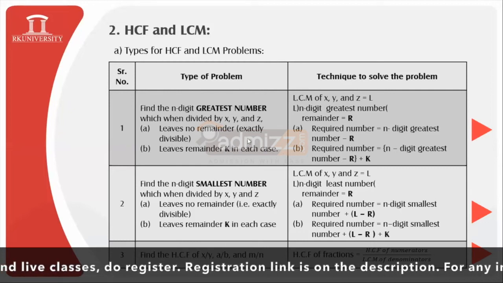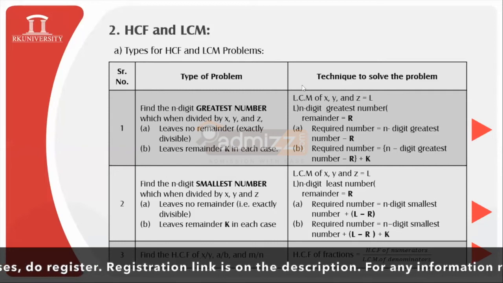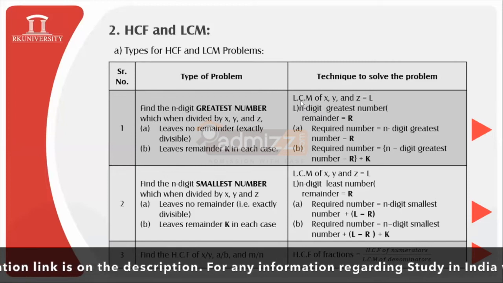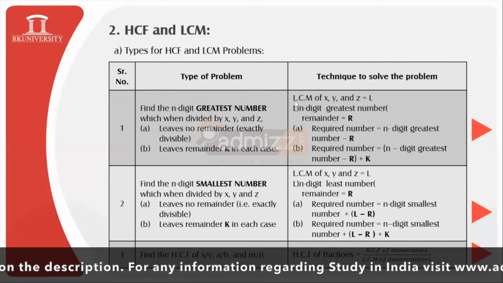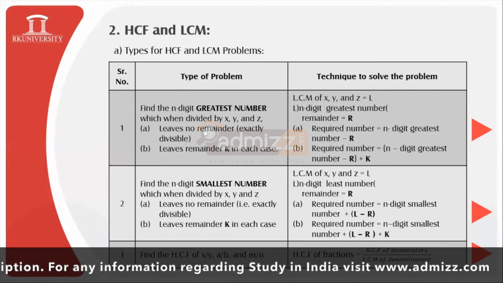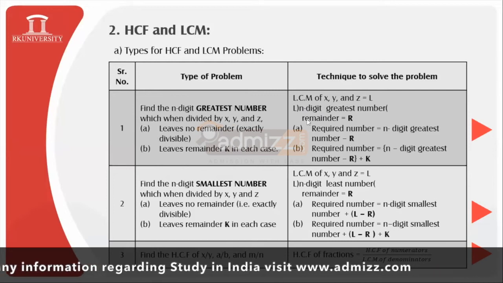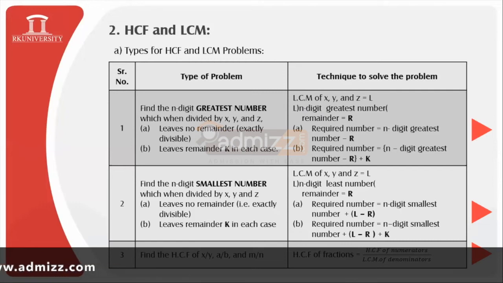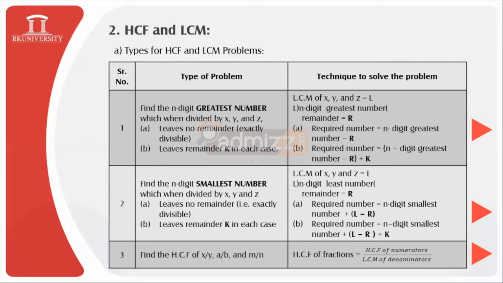For simplification of this kind of problem, the process involved is that very first we need to take the LCM of the given numbers. We find the LCM of the given numbers first, and if it is of type A, then, let us say in place of n digit we have a value assigned, that is, find the 5-digit greatest number. So what is the greatest number of 5 digits known to us? It is 99,999. That 5-digit number we will write over here in place of the dividend.